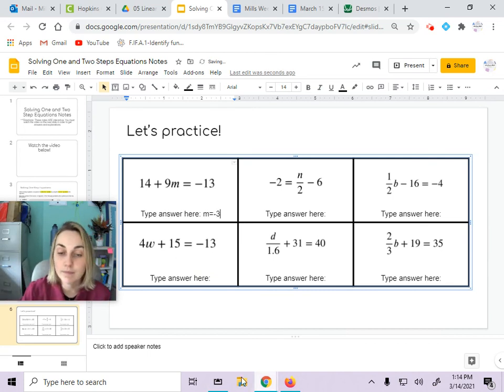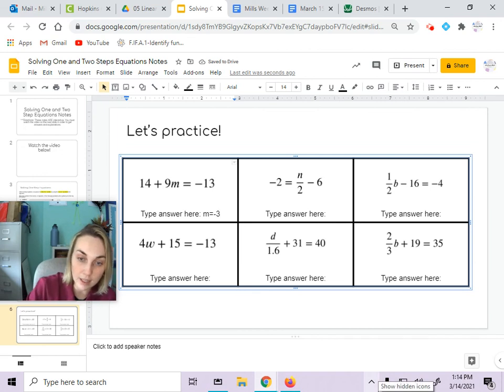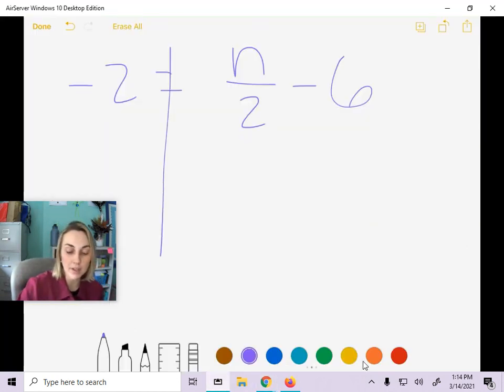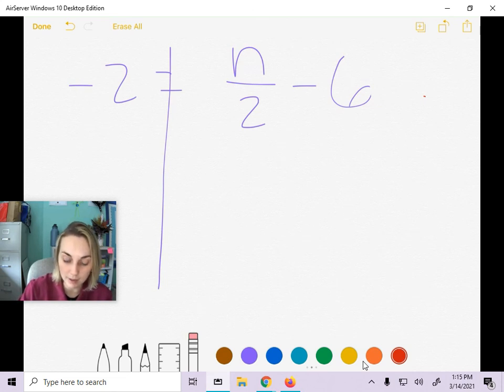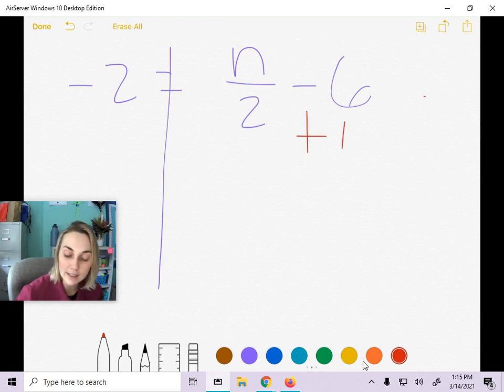Now let's keep going. Our next question is -2 is equal to n over 2, and that's going to be subtracted by 6. So again, first step, let's put our balance beam through the equal sign. What we do on one side of the balance beam, we do have to do on the other side as well. And then we want to get rid of our constant. Remember, this is our constant right here. So the opposite of -6, because we do have that negative in front of it, is to add 6. So we're going to add 6, and if we do it on one side, we do have to do it on the other side as well.